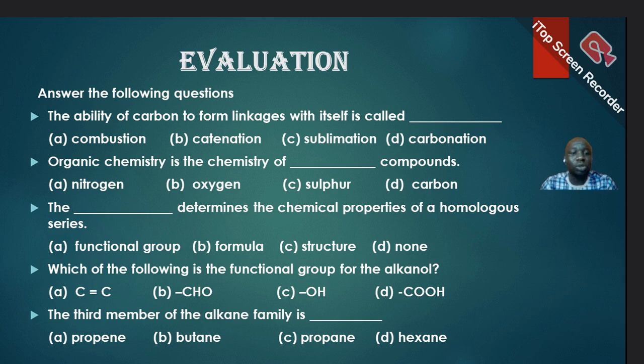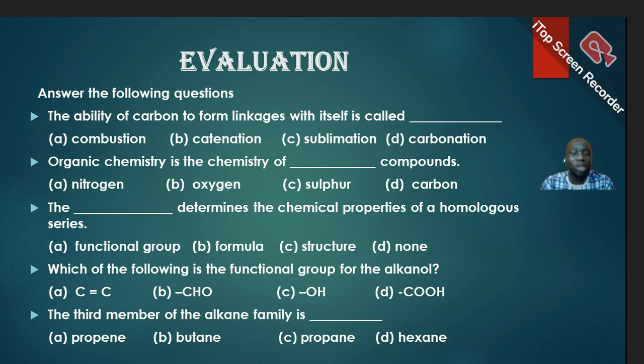Number 2, organic chemistry is a chemistry of dash compounds. Nitrogen compounds, oxygen compounds, sulfur compounds, carbon compounds. That will be carbon compounds, option D, correct. The dash determines the chemical properties of a homologous series. The functional group, the formula, the structure, or none. That will be the functional group, correct. Which of the following is the functional group for the alkanol? Carbon-carbon double bond, CHO, OH, COOH. That will be OH for the alkanol, correct.